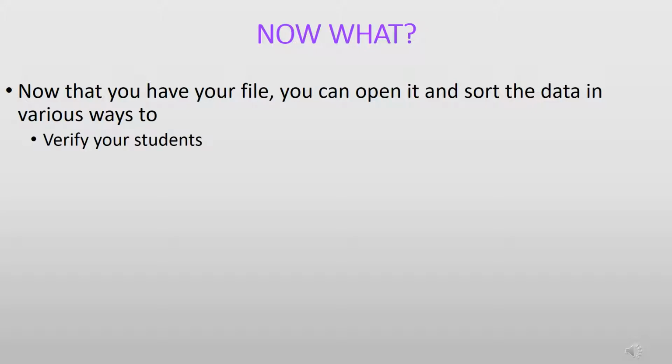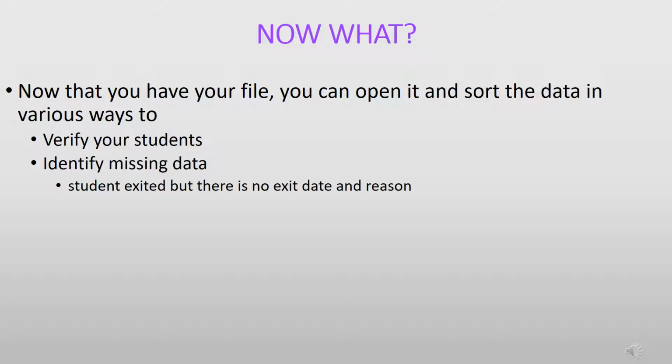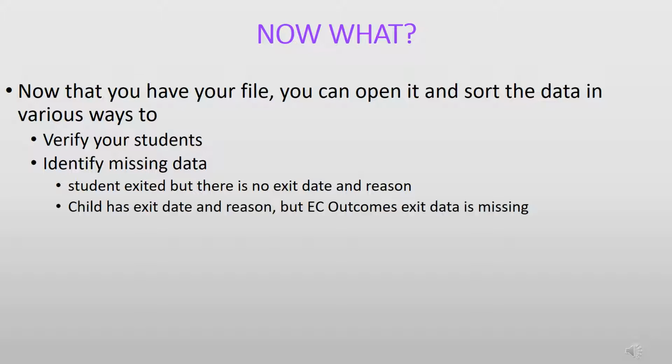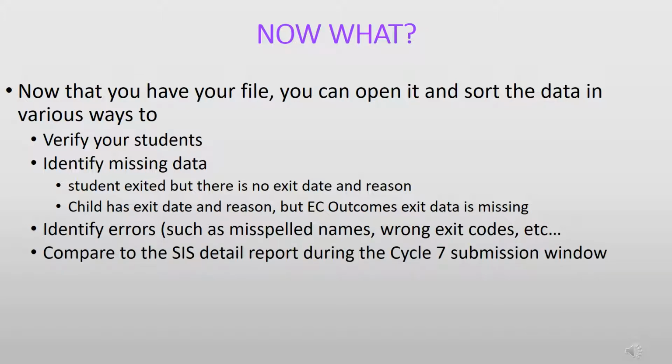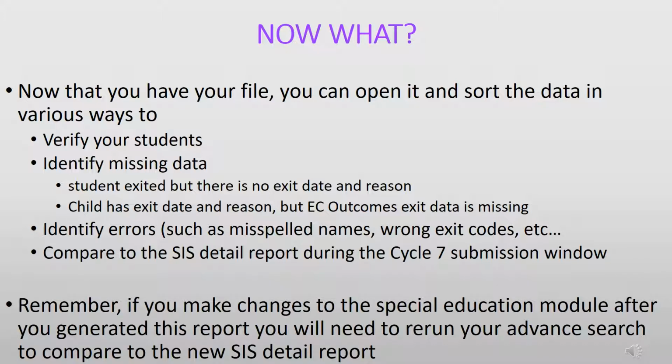to verify your students, identify missing data, such as student exited but there is no exit date and reason, or child has an exit date and reason, but EC outcome exit data is missing. Identify errors such as misspelled names, wrong exit codes, etc. Compare to the SIS detail report during the Cycle 7 submission window. Remember, if you make changes in the special education module after you generated this report, you will need to rerun your advanced search to compare it to the new SIS detail report.